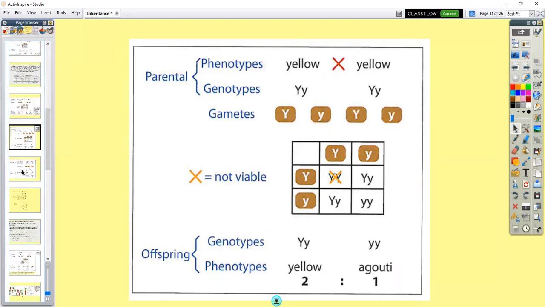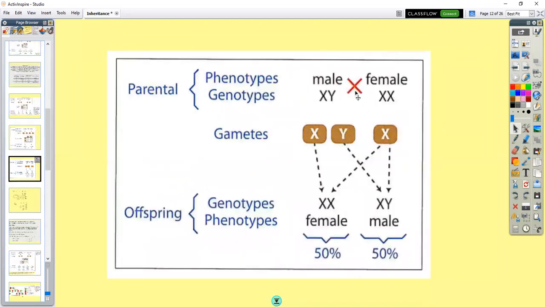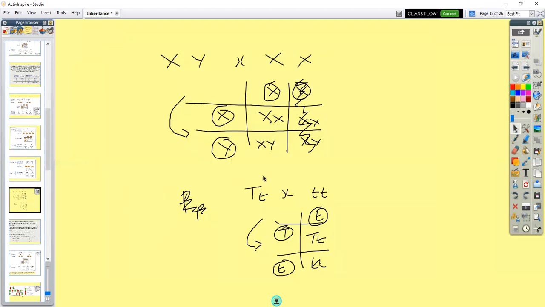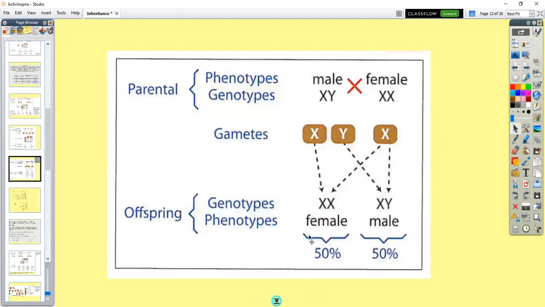Okay. In terms of how sex is determined, males have sex chromosomes, the 23rd pair of chromosomes, that are XY, whereas the female sex chromosomes are XX. So if you cross a male with a female, XY with XX, then you get a 50-50 ratio, or 1:1. So you have an XX and an XY, a 50-50 ratio, as that suggests.